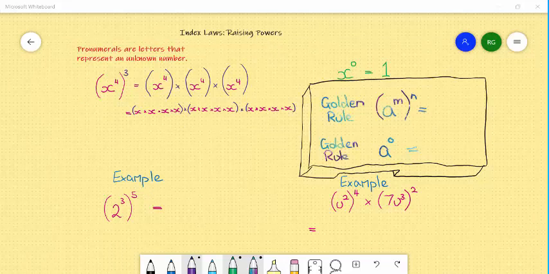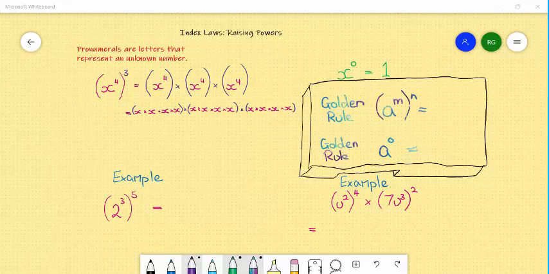Today we're going to be looking at index laws again, but this time at a different index law, raising powers. So this time we're going to have to remember that pronumerals are letters that represent an unknown number. Now in this case, if you look at the screen, the first one is x to the power of 4 in brackets. All of that has been cubed, so raised again to the power of 3. That's why we're calling this raising powers. So a number that is already to the power of something is raised again.